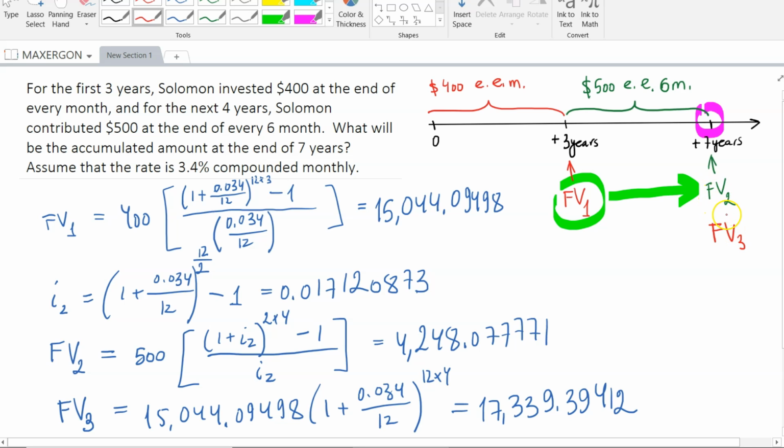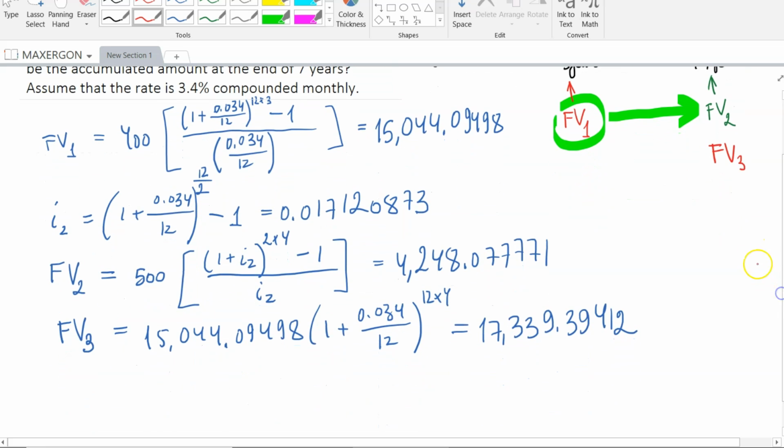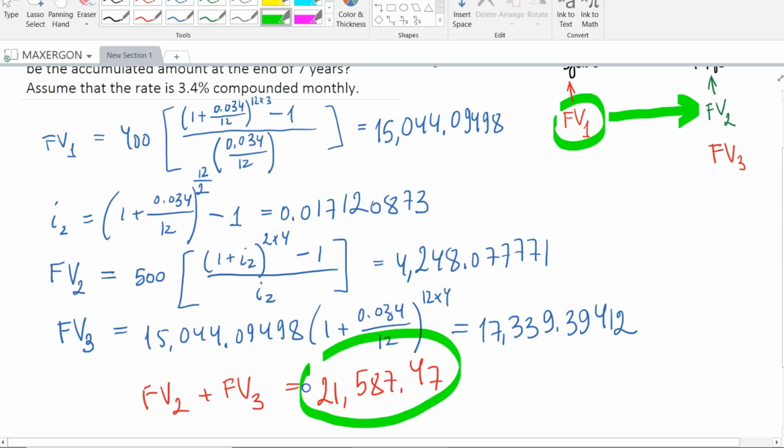Therefore, as our final step, we can add future value 2 and future value 3, which will give us that ultimate future value at the end of 7 years, and that will be the amount Solomon will save at the end of 7 years. Let's find this sum. Future value 2 plus future value 3 is equal to 21,587.47, which will be the answer for this problem.